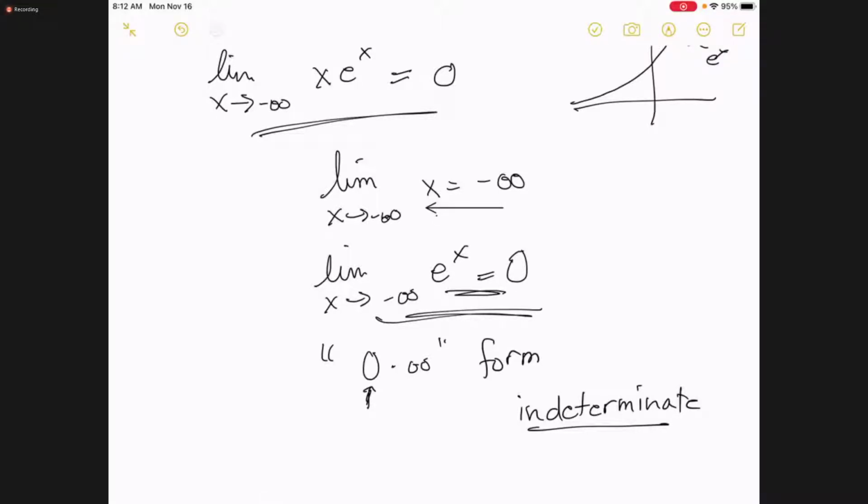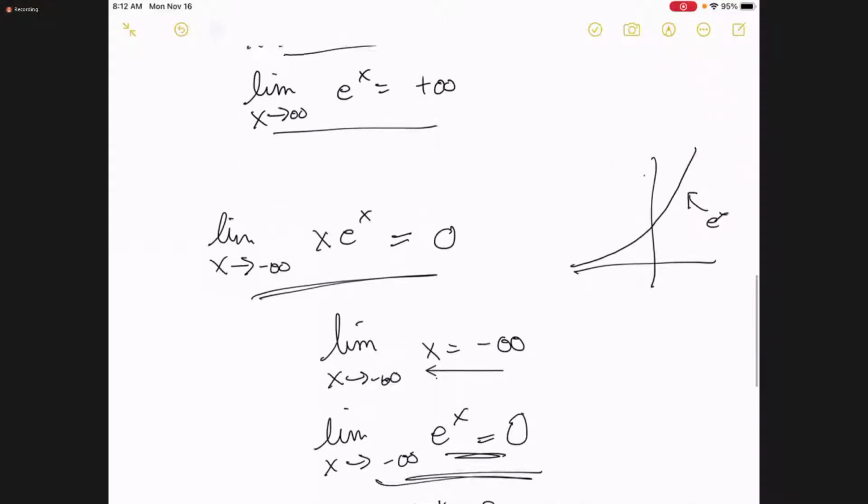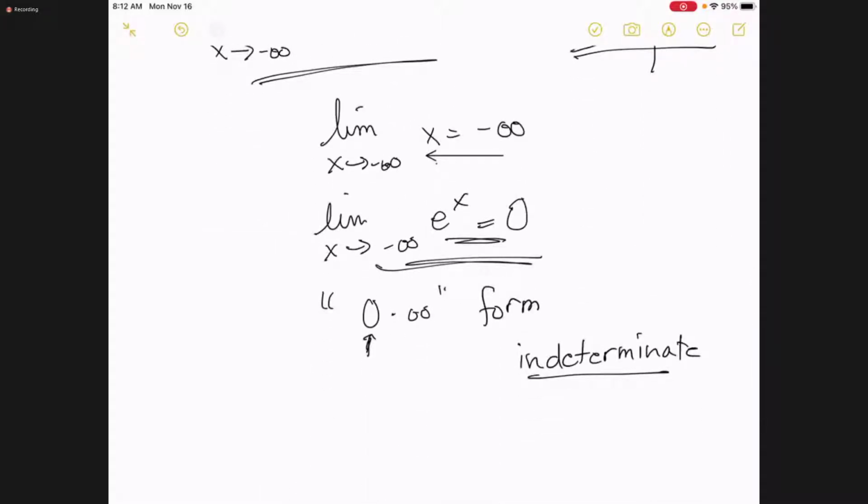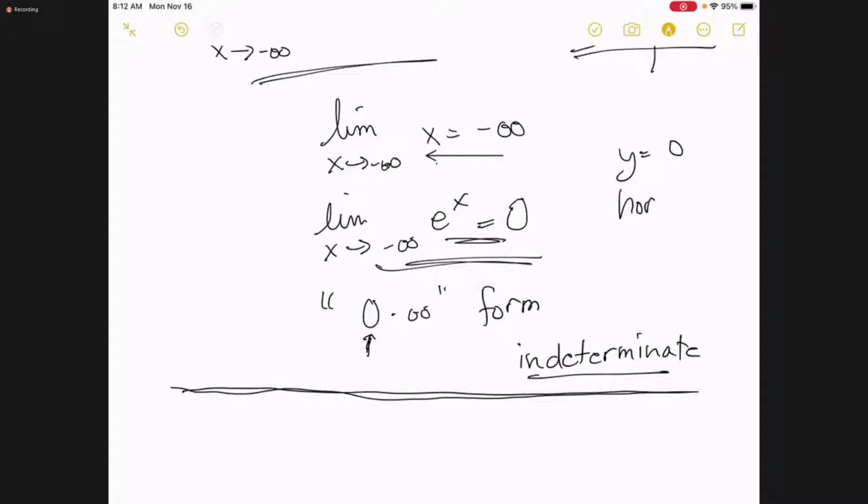And I guess I better check all those others. Yes, because we have not talked about L'Hopital's rule yet. That would give you a nice tool to check these, but we're not going to talk about that until next semester. Okay, so we have a horizontal asymptote of y equal to zero. And it only applies to the negative direction, okay? But we've got one.